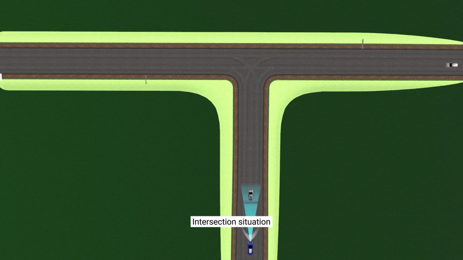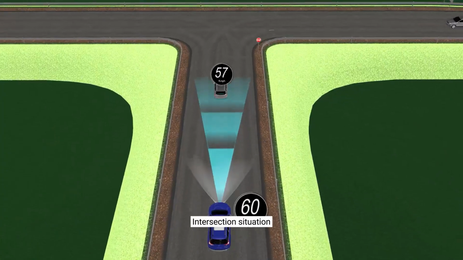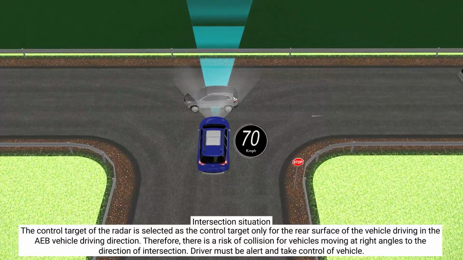Intersection situation. The control target of the radar is selected as the control target only for the rear surface of the vehicle driving in the AEB vehicle driving direction. Therefore, there is a risk of collision for vehicles moving at right angles to the direction of intersection. Driver must be alert and take control of the vehicle.